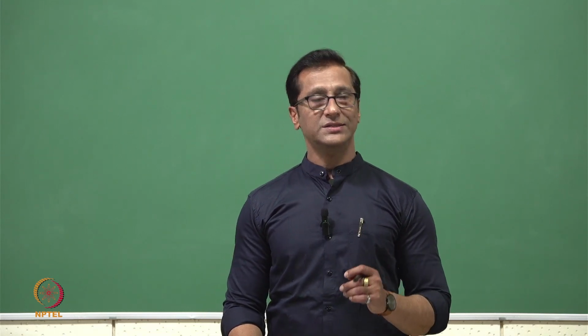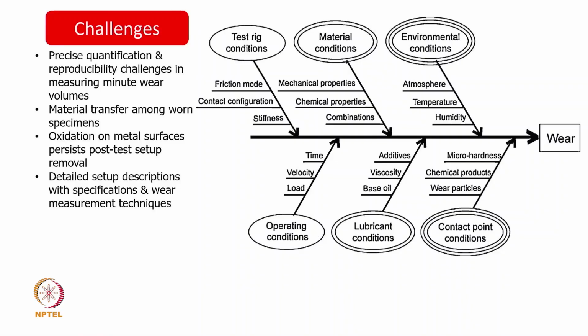So what are the challenges as such? We say that precise quantification is a challenge, reproducibility is a challenge. At least I've seen that whatever experiment you do, reproducibility becomes a very big problem. And if material is getting transferred from one surface to another surface, then what will happen? That is not treated as wear, but material gets transferred. So how do we analyze that?